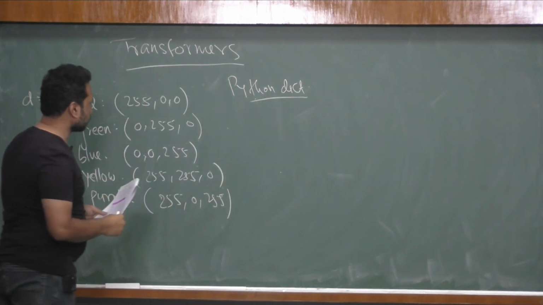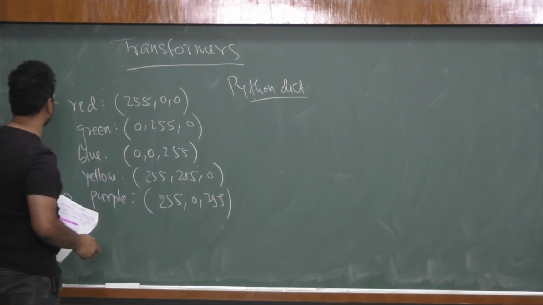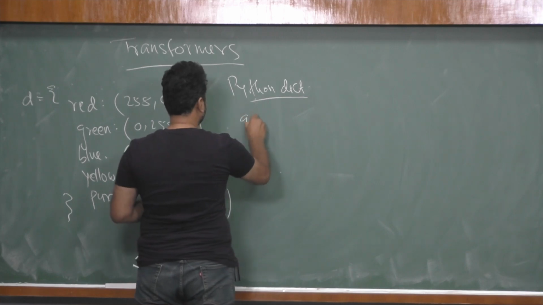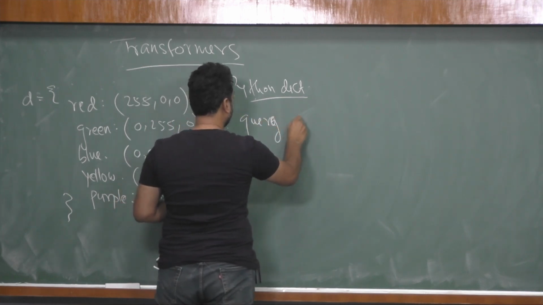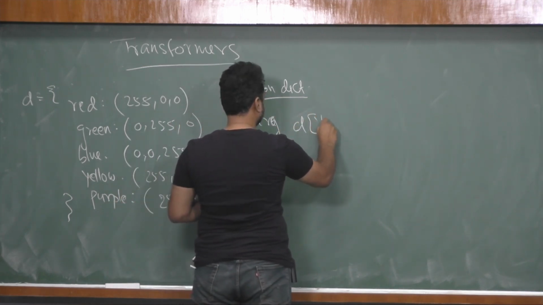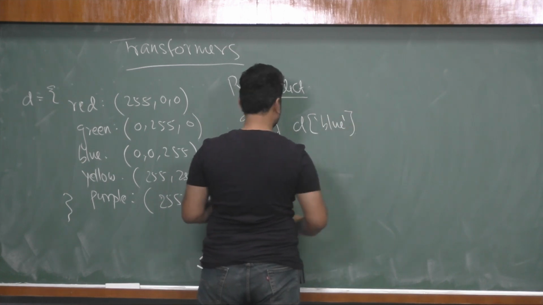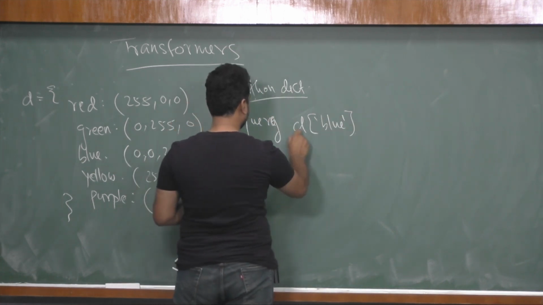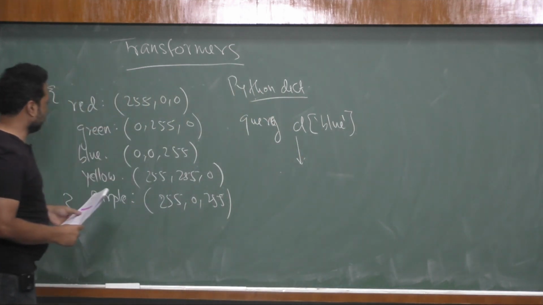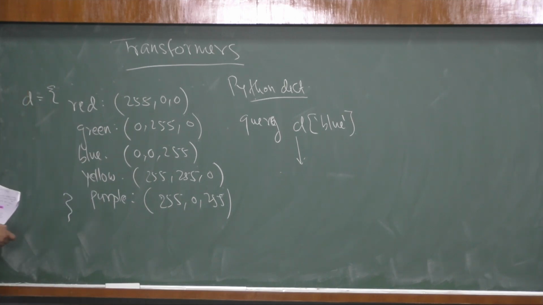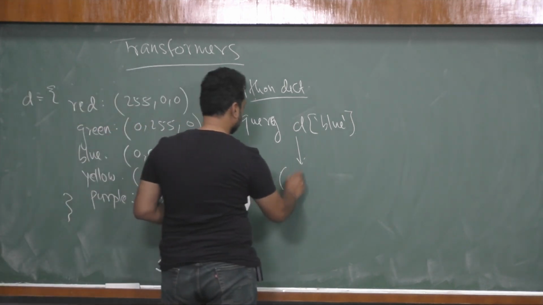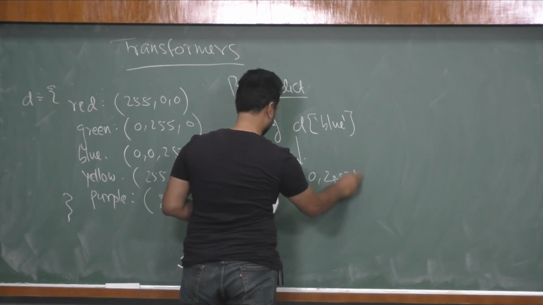and let us say we want to query for blue. Then this is our query, and in the query we look up in the dictionary, and in the dictionary then we look up, then the value that it will return is 0 0 255.